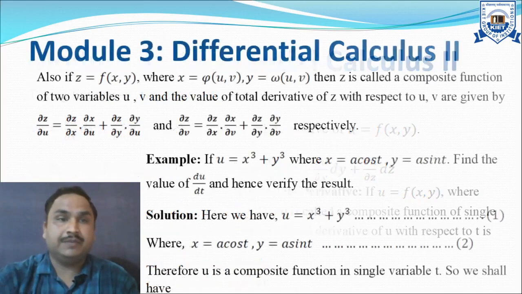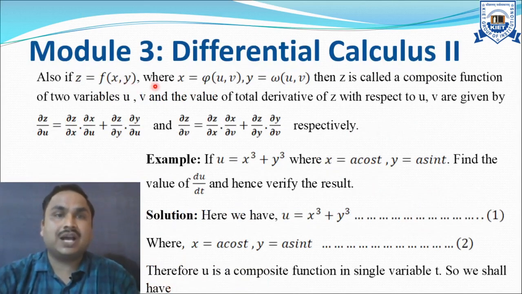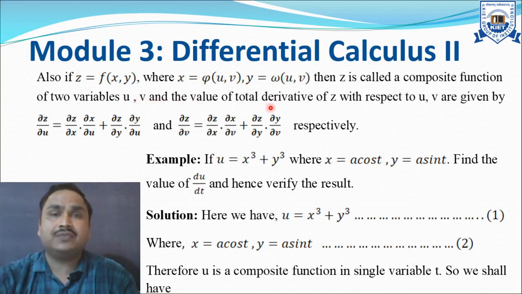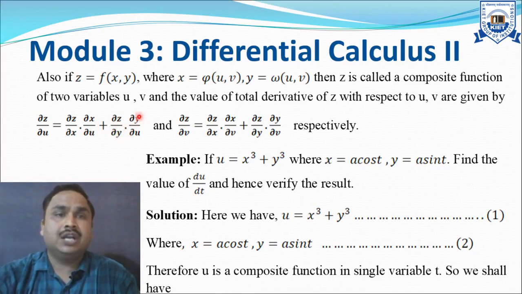Now since u is a composite function in single variable t, its derivative with respect to t is represented by an ordinary derivative. Also, if z equals f(x,y), where x equals φ(u,v), y equals ω(u,v), then z is called a composite function of two variables u and v, and the total derivatives of z with respect to u and v are given by ∂z/∂u equals ∂z/∂x into ∂x/∂u plus ∂z/∂y into ∂y/∂u, and ∂z/∂v equals ∂z/∂x into ∂x/∂v plus ∂z/∂y into ∂y/∂v.